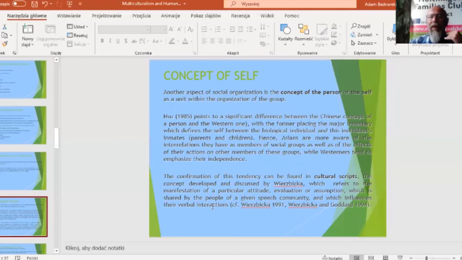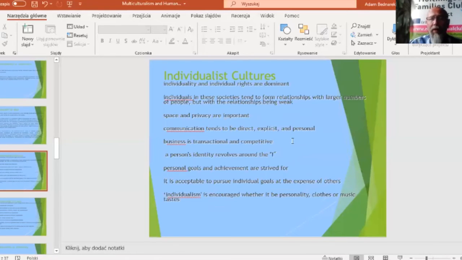So this results in what we could then call cultural scripts. The concept developed and discussed by Wierzbicka refers to the manifestation of a particular attitude, evaluation or assumption which is shared by the people of a given speech community, which influences their verbal interactions, right? So self develops the cultural scripts.